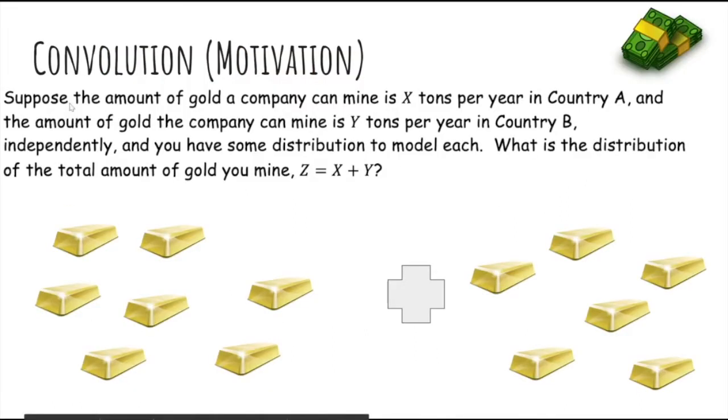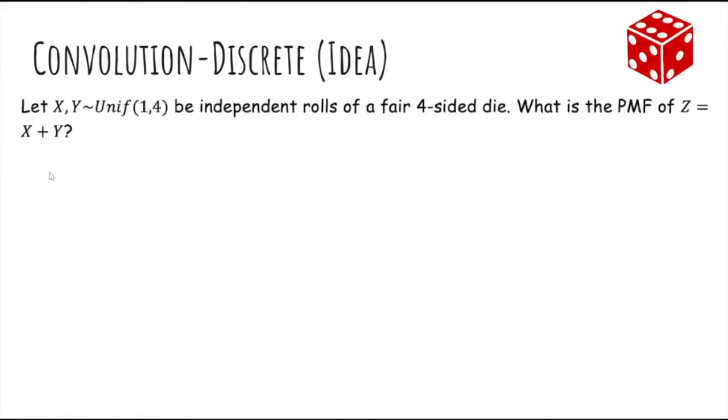Suppose the amount of gold that a company can mine is X tons per year in country A and Y tons per year in country B, independently, and you have some distribution to model each. So what is the distribution of the total amount of gold you can mine, which is Z, or X plus Y? So let's start with a simpler case.